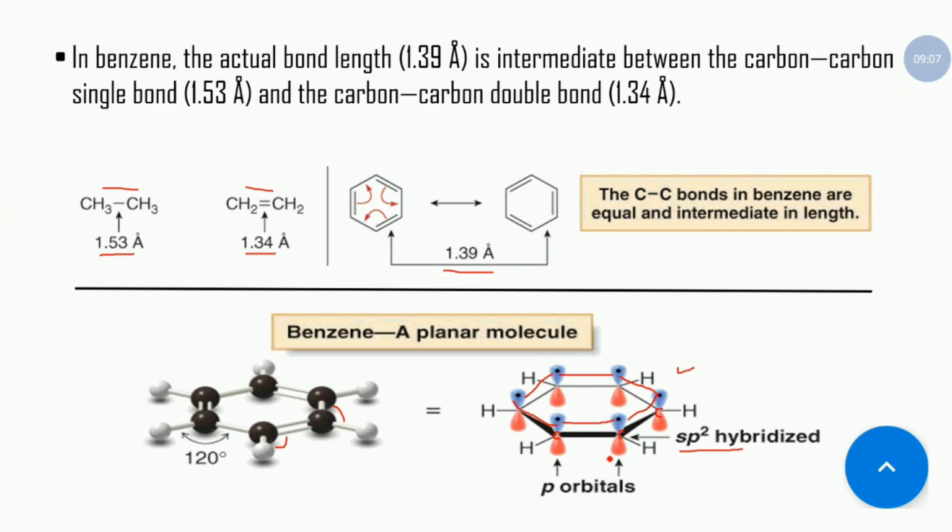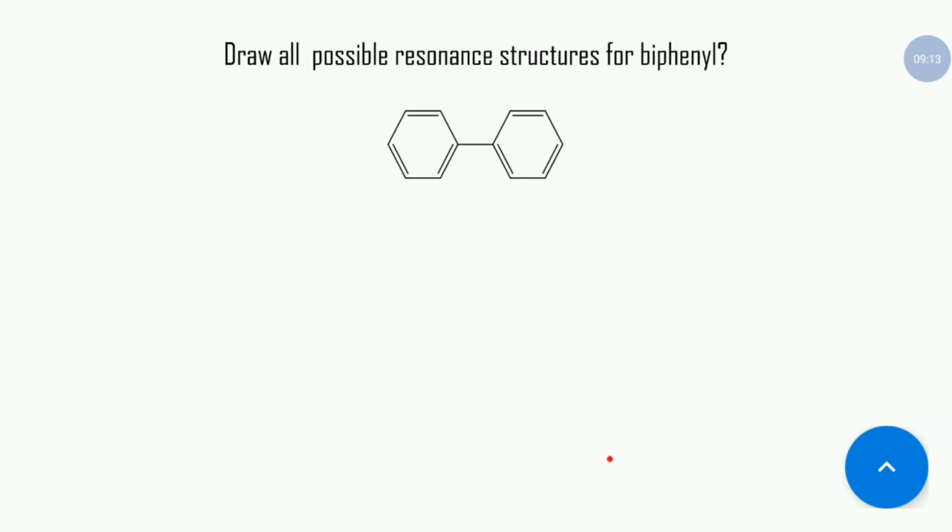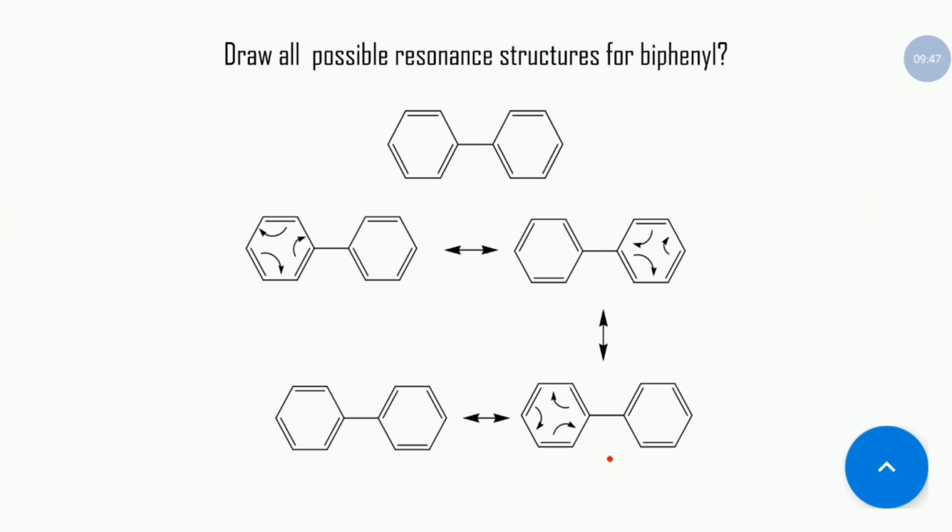Now, draw all possible resonance structures for biphenyl. As I told you, benzene has two resonance structures. For biphenyl we have two different cyclic rings, so we have to draw one by one all the variants possible. We first draw the structure and then delocalize the pi electrons one by one.